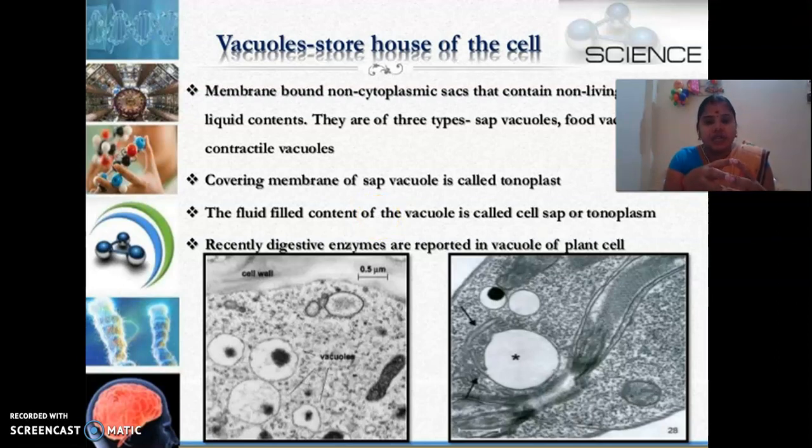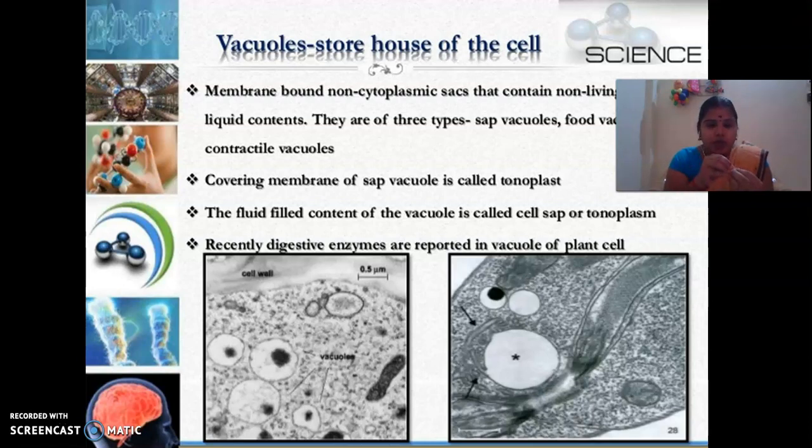Okay, the fluid-filled content of the vacuole is called cell sap or tonoplasm. Next, recently scientists observed that some digestive enzymes are reported in the vacuole of plant cells. Okay, these are the simple parts of the vacuole.